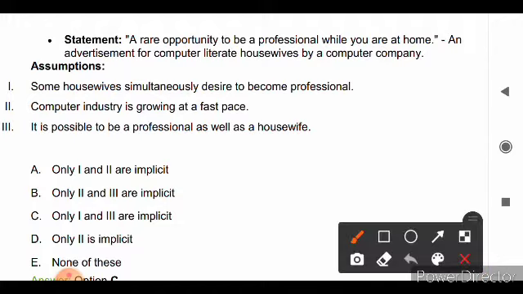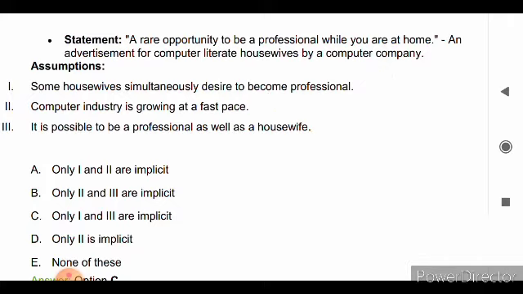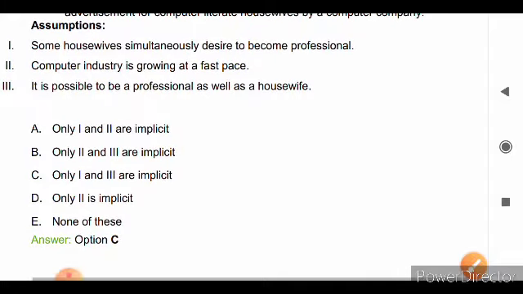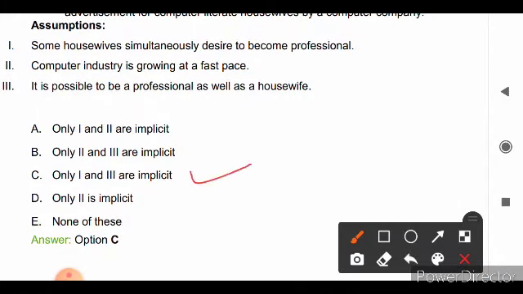Assumption 1: some housewives simultaneously desire to become professionals. Assumption 2: the computer industry is growing at a fast pace. Assumption 3: it is possible to be a professional as well as a housewife. So we can clearly see 1 and 3 are implicit and 2 is not implicit. So the right answer of this question is option C, 1 and 3 are implicit.